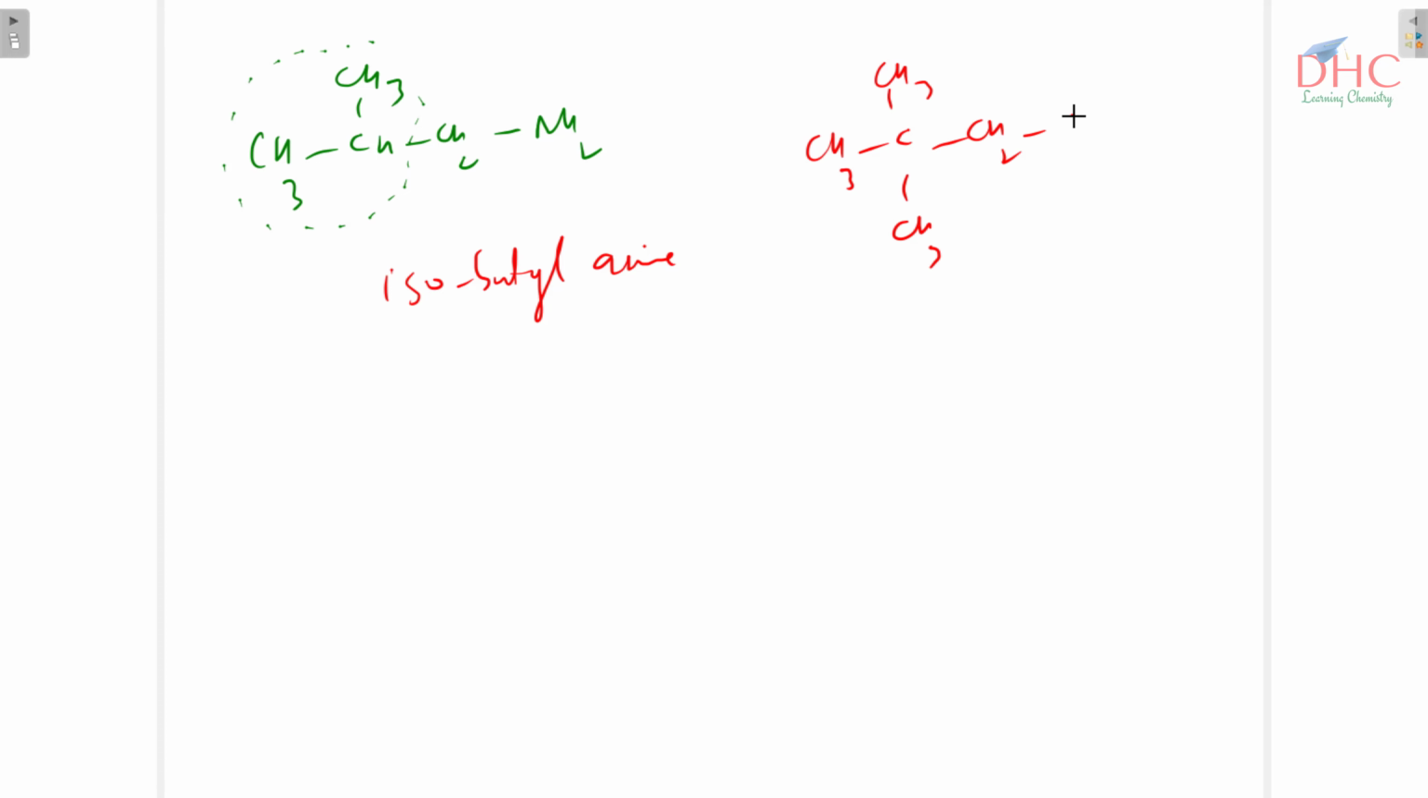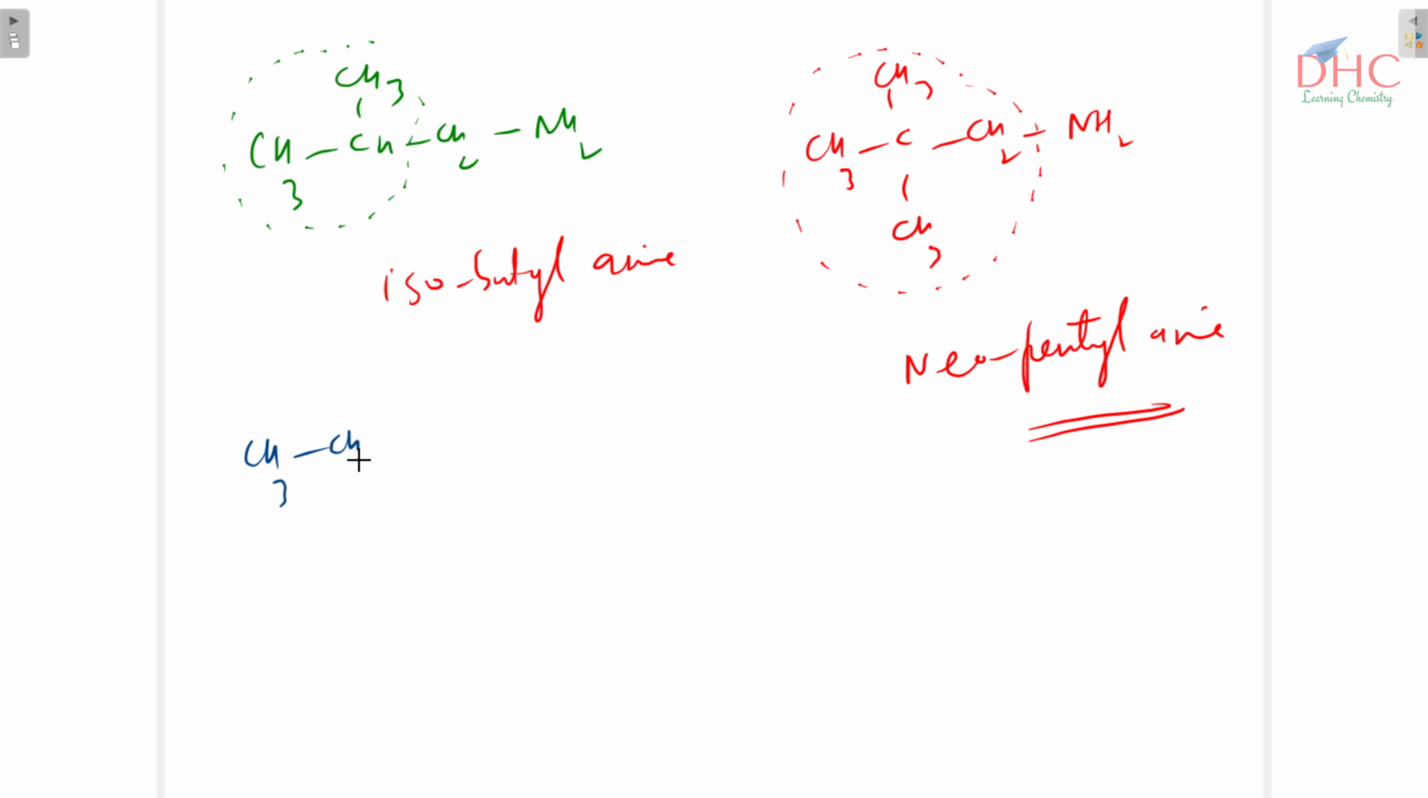Next we have CH3 single bond C, CH3, CH3, single bond CH2. If you remember, this unit is basically called a neo unit. It's a neo unit. So how many carbons are there? 1, 2, 3, 4, 5. It's neopentyl amine. It's neopentyl amine.